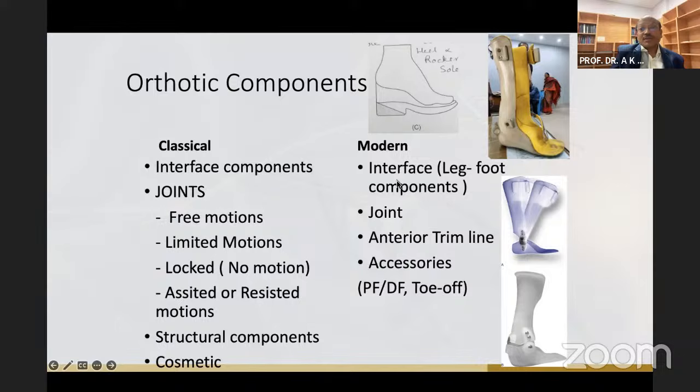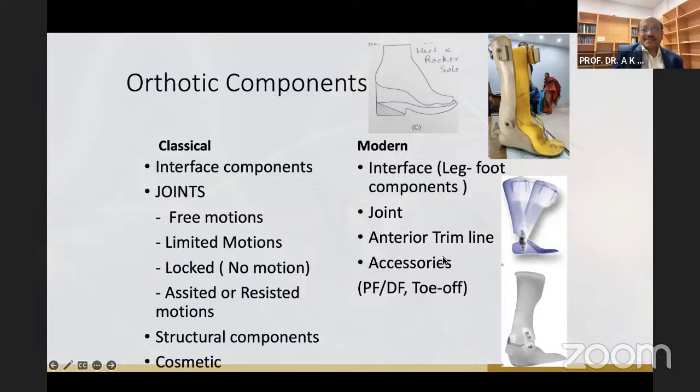Now modern orthosis is again in the interface. Suppose this is the interface, this is the leg component, and also the foot component. If there is a joint, see, here there is no joint. This is a solid, there is no joint at all. But here it is a joint. So this is an articulated modern classical orthosis, based on thermoplastic material. This is articulated, but this is non-articulated.